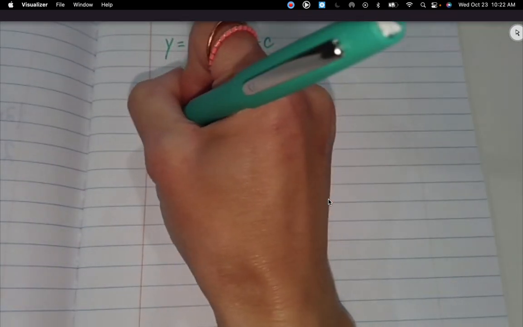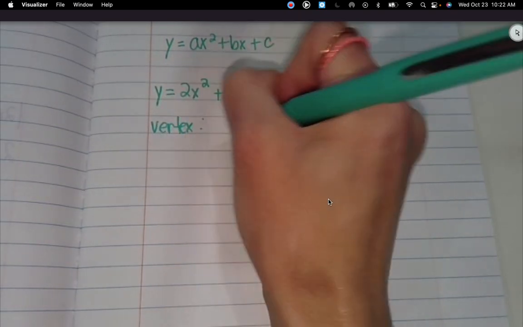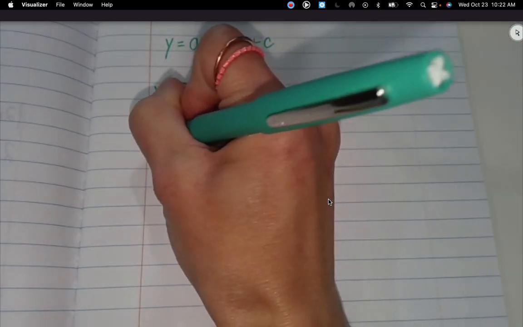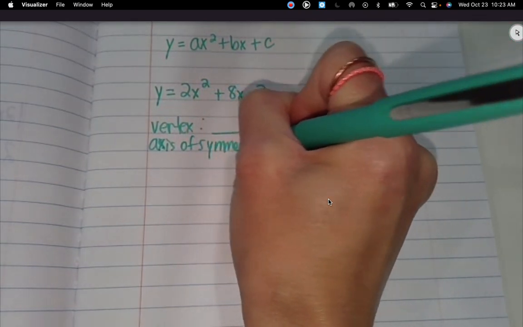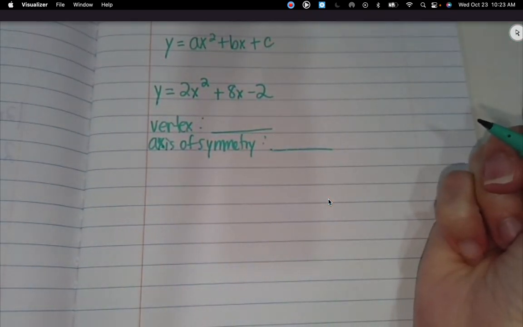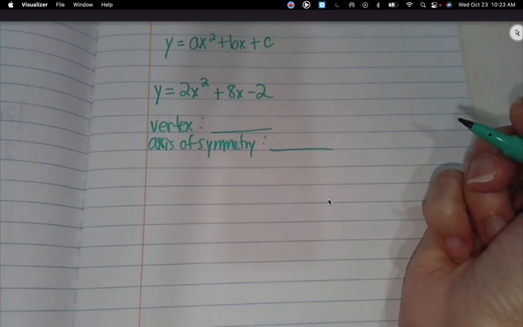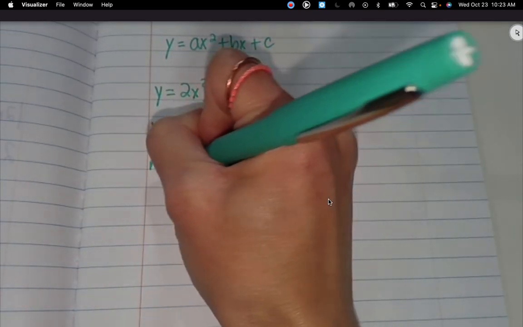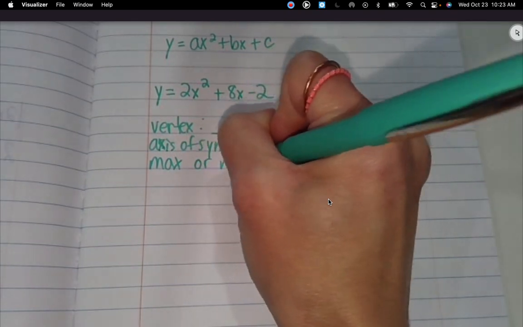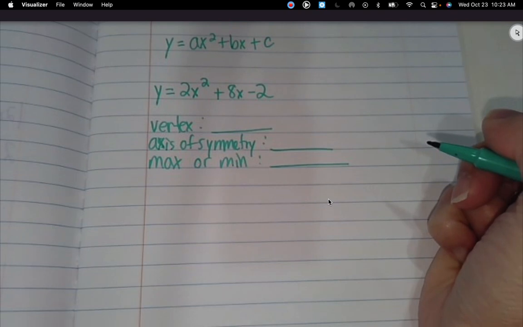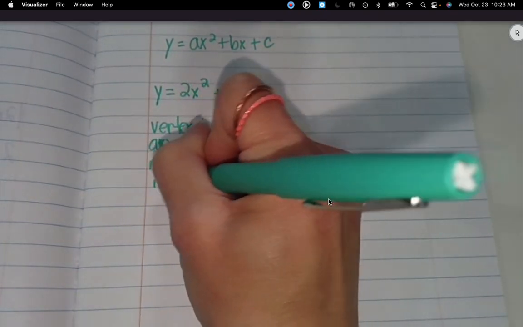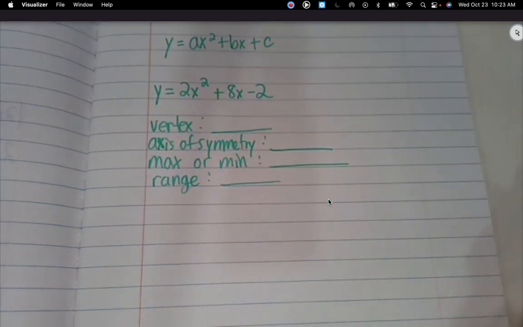They want to know, shocking, it's the same thing, the vertex. They want to know the axis of symmetry, which is easy once you have the vertex. They want to know, is it a max or min? And what is it? Probably min. Okay? And then they want to know the range. Why did they not ask for the domain? Because the domain, every time, is all real numbers. So they don't want to know the domain.